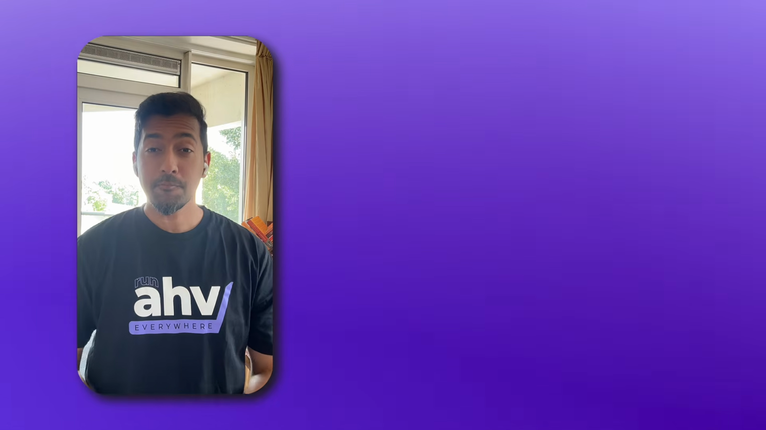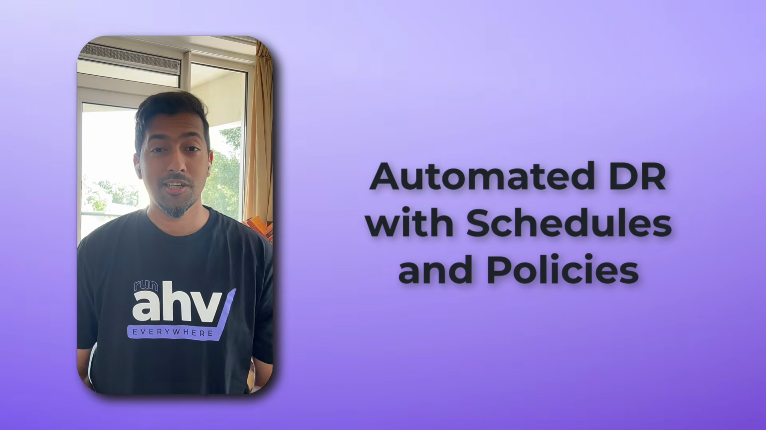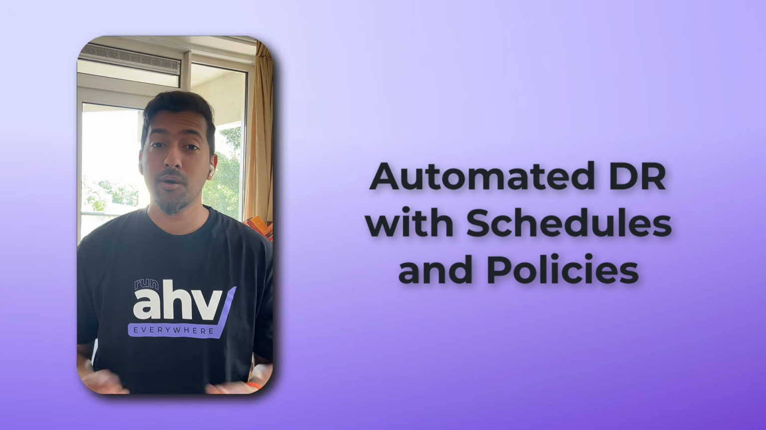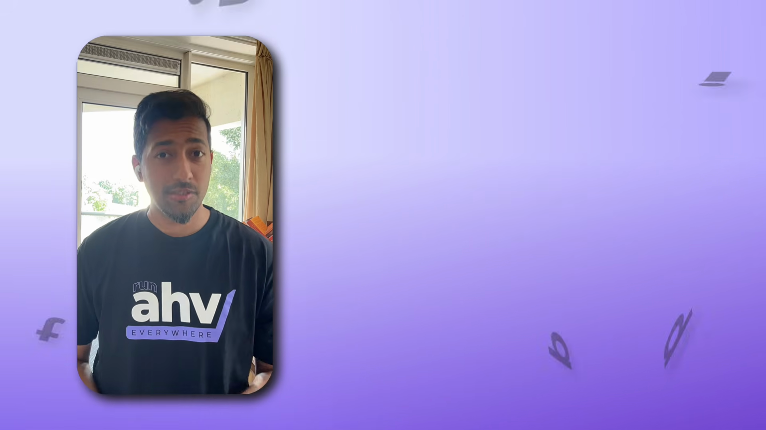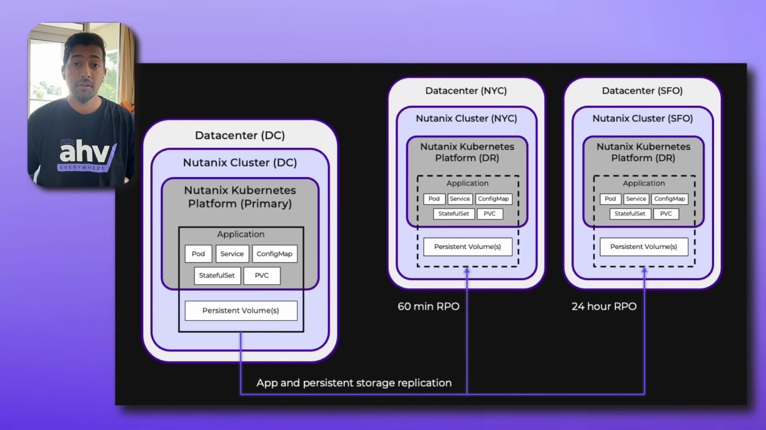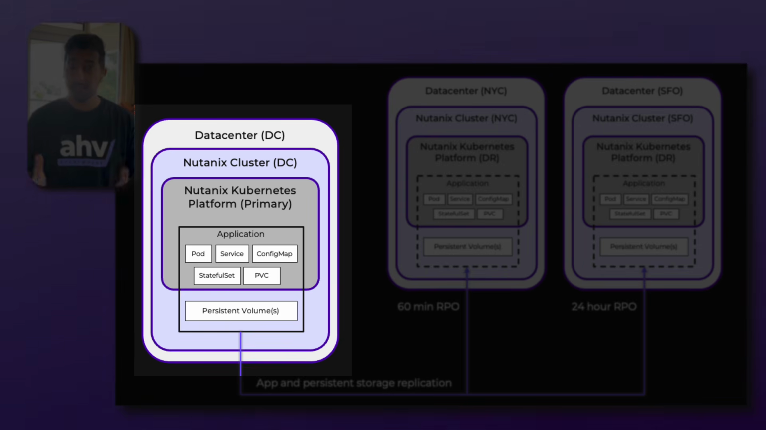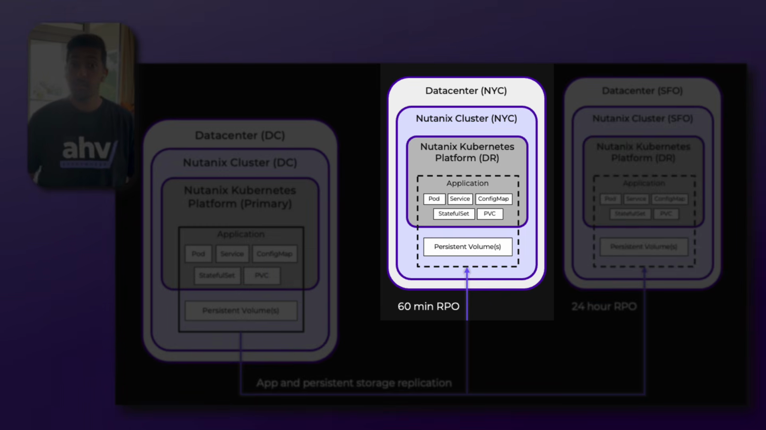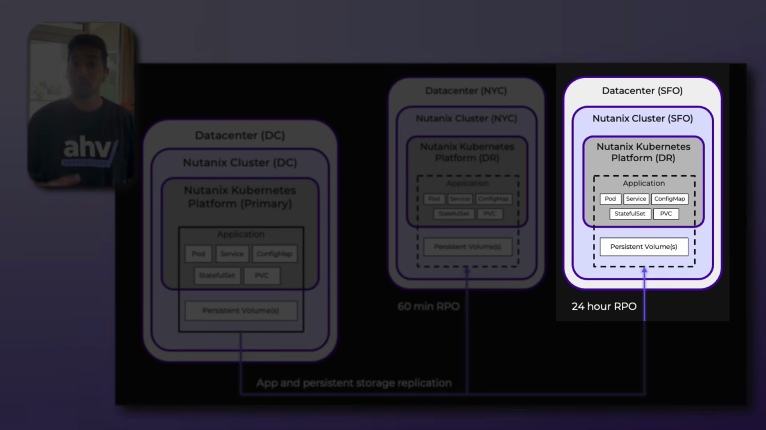Now, if you're running Kubernetes at scale in an enterprise environment, manual snapshots are not enough. You will want automated protection using schedules and policies that align with your business SLOs. So let's take a look at a common architecture using three NKP clusters. You have the primary cluster that runs in the main data center in DC, a second cluster in New York for near real-time DR, and a third cluster is in San Francisco for long-term retention.